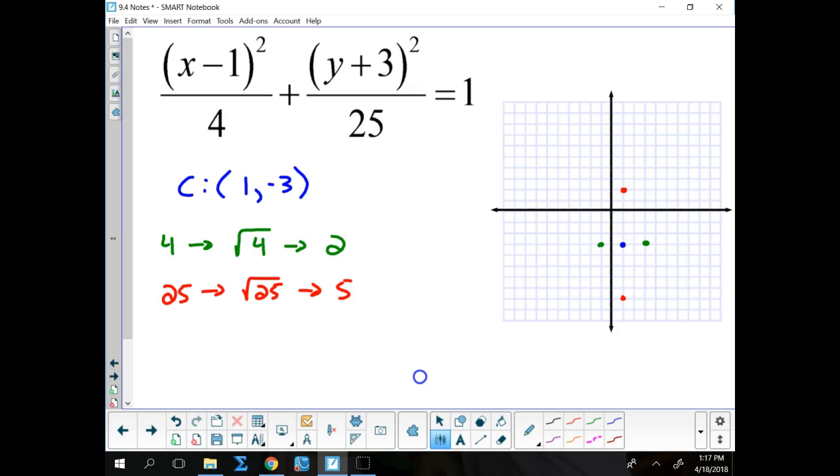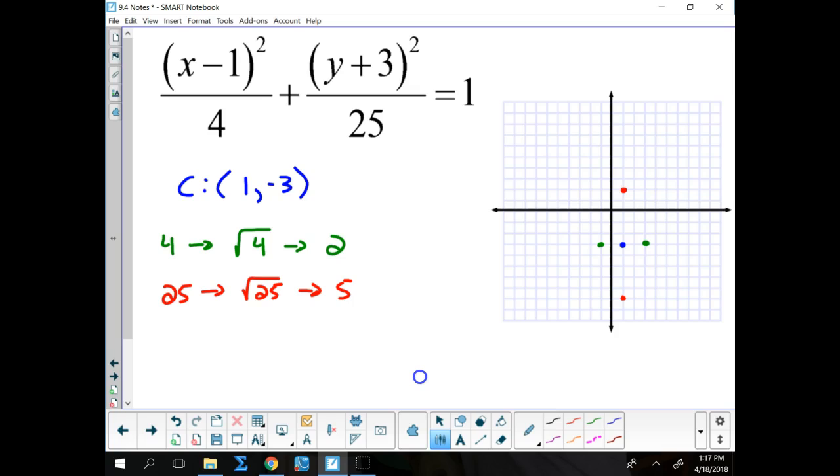Which one's major? Which one's minor? The vertical one is major. Okay, yep, the vertical one is major. So that means the y, which means when I get to foci, I'm going to add and subtract to the y. Okay? Is that what you were saying, Ken? Perfect. Okay? Can I draw it in now?